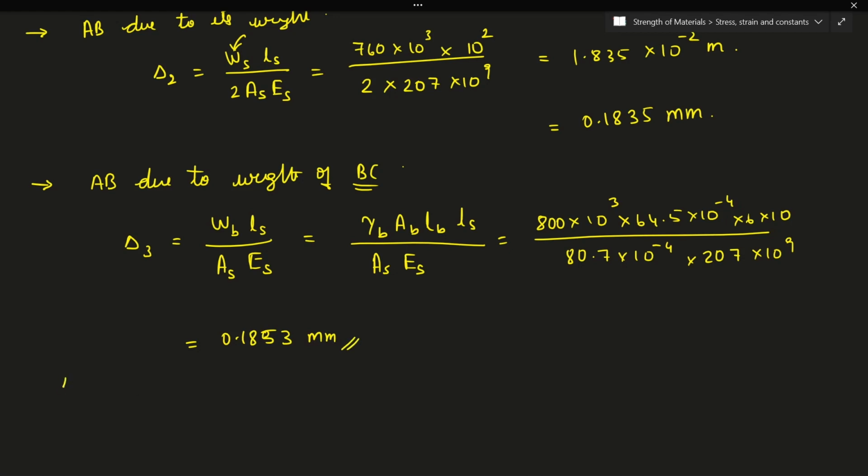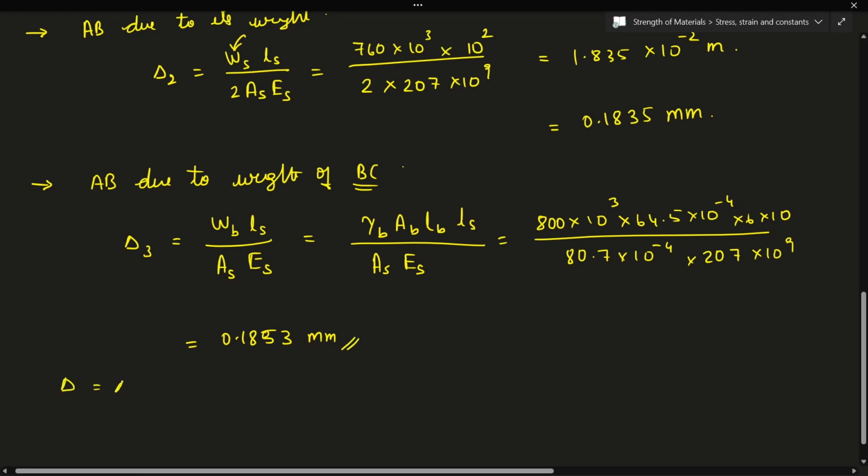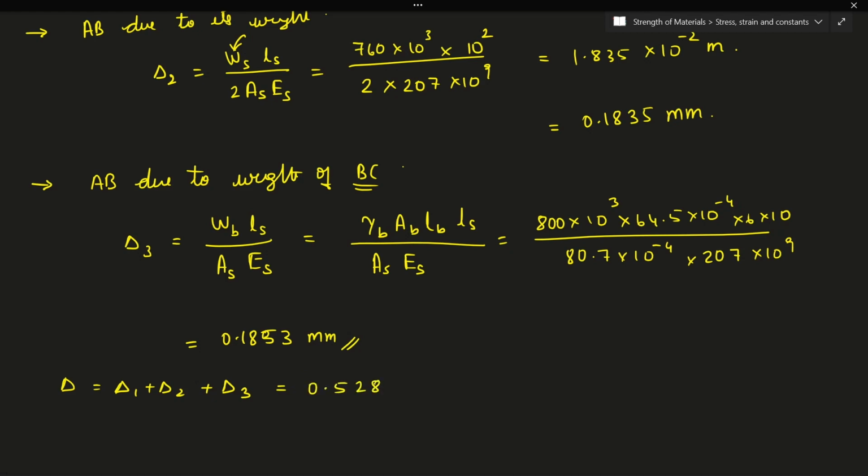Right, so the total extension will be equal to delta 1 plus delta 2 plus delta 3, by the principle of superposition. So the total answer will be equal to 0.5286 mm.